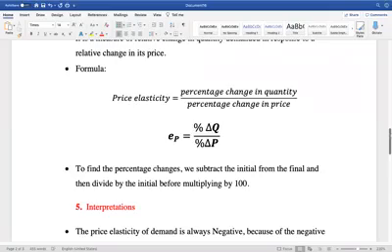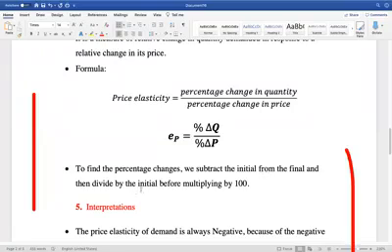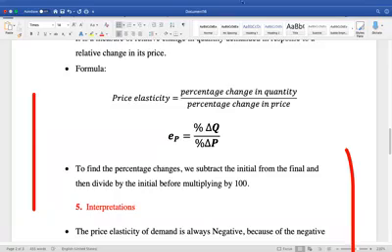Now, another issue which is critical in this formula is that we are taking it for granted that you have the percentage change in the quantity and the percentage change in the price. Sometimes you don't have the percentage change in the quantity and the percentage change in the price. What you have are the changes in prices and changes in quantities. So to find the percentage changes, we subtract the initial value from the final, and then we divide by the initial before multiplying by 100.